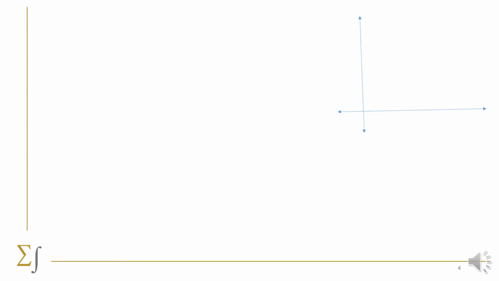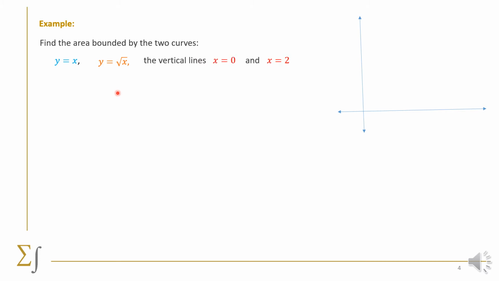Now let's see this example. We are asked to find the area bounded by the two curves y equals x, y equals root x, and the two vertical lines x equals 0 and x equals 2. So we start our solution.